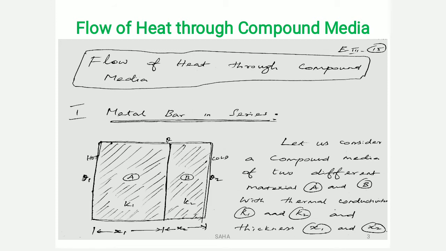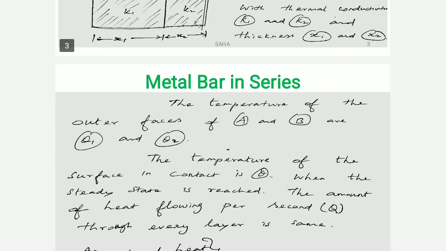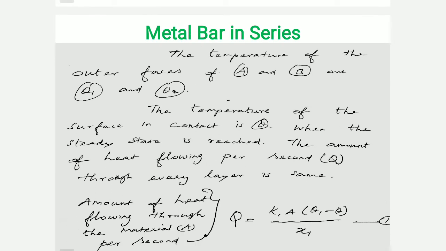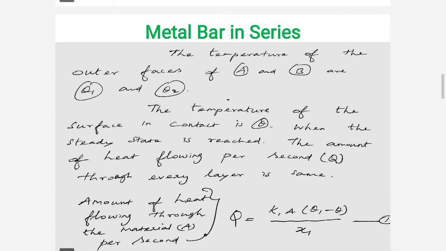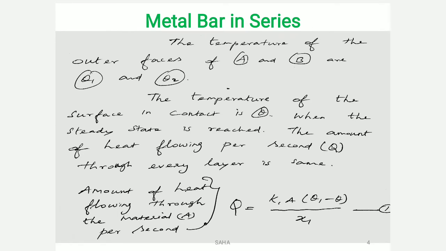Let us consider a compound media of two different materials A and B with thermal conductivities K1 and K2. K1 and K2 are the thermal conductivities of A and B, and x1 and x2 are the thicknesses of the A and B materials. The temperatures of the outer faces of A and B are theta 1 and theta 2, and the temperature of the surface in contact is theta. When the steady state is reached, the amount of heat flowing per second through every layer is the same. Here the amount of heat is taken as capital Q.